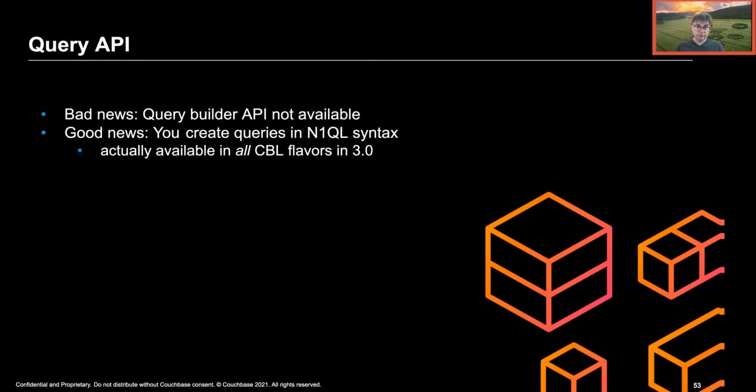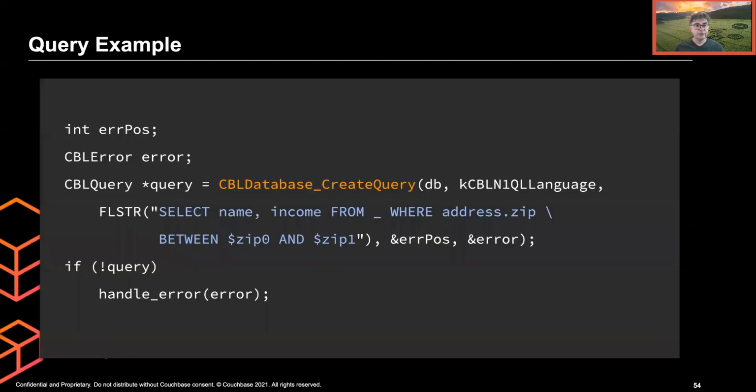So the good news, however, is that to replace this, we actually built a N1QL parser, and so you can create your queries as N1QL strings, same way that you would on server. And we actually ported that N1QL string API to all the flavors of Couchbase Lite in 3.0, so you can use it on all platforms if you end up preferring it to the builder. Here's an example. We call CBLDatabase_CreateQuery, and you'll see we're passing in an enum constant saying that we want this to be a N1QL query. And it's pretty familiar looking, if you've ever seen any SQL, this will look pretty clear.